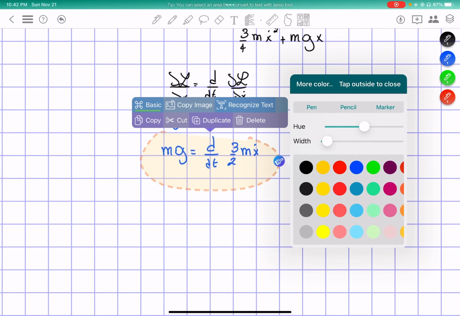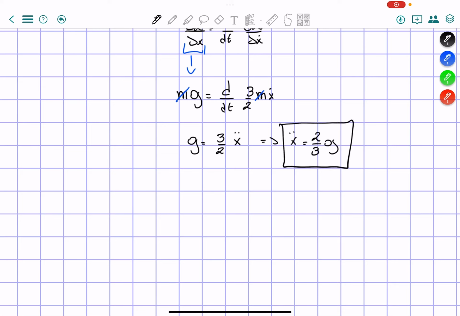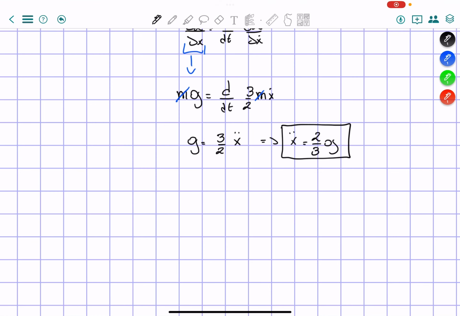Okay. So out of this, I want to cancel out the m already, because it's a constant, so it doesn't really matter. So I get g is equal to 3/2 x double dot. So as you can see already, x double dot is equal to 2/3 of g. And that is the final solution to our problem. That is what we just proved, exactly what it asked us to prove.